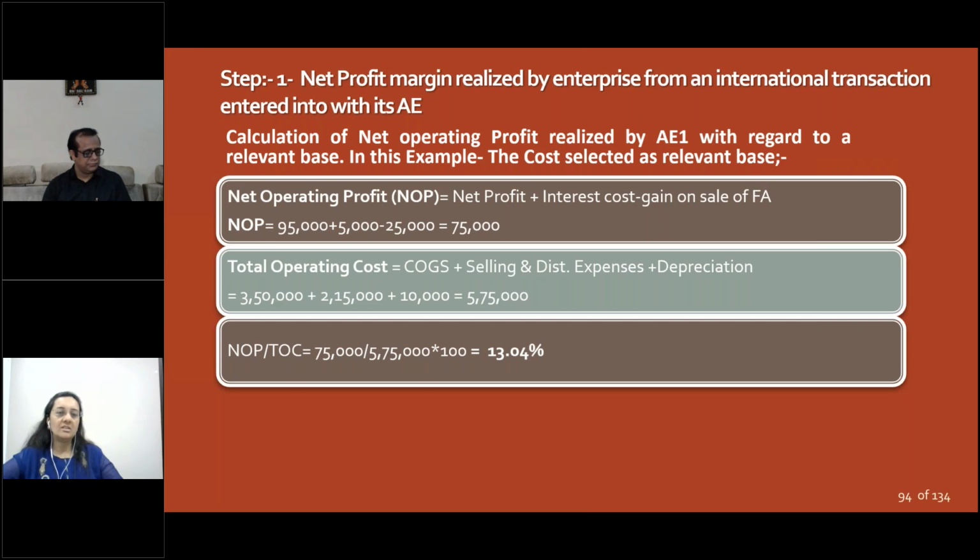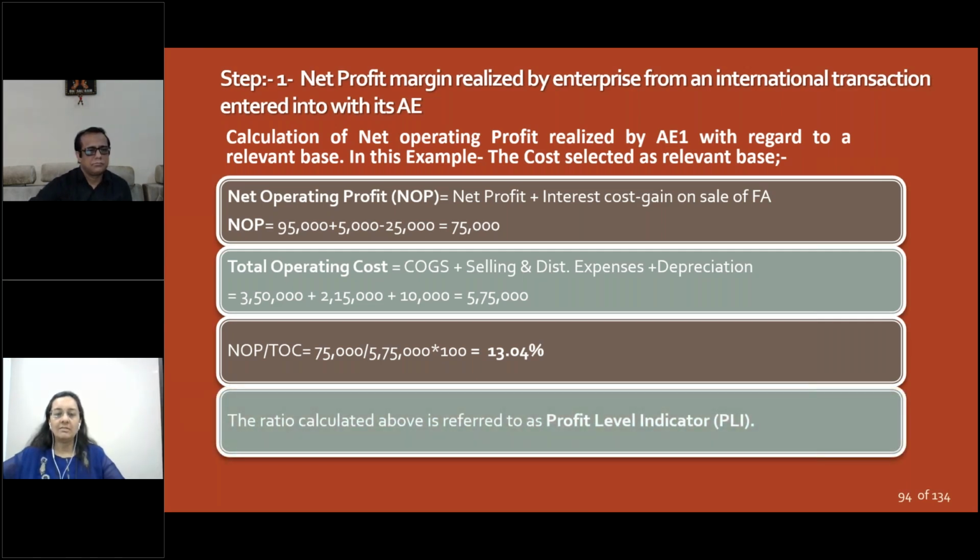So if you know interest is a financing activity, in the same way, gain on sale of fixed assets is not an operating activity under the Income Tax Act. So this will also go out of this computation. The profit from operations will be only 75,000. Now total operating cost is COGS plus selling and distribution expenses plus depreciation. So 3 lakhs 50 plus 2 lakhs 15 plus 10,000 is 5,75,000.